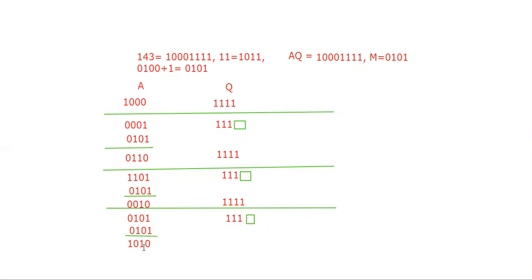Now, here you can see the MSB is 1. That means your result is negative. So what you have to do is you have to set the Q0 bit to 0 and restore this. And how you are going to restore it? You have to add your divisor to it. So I'm going to add the divisor. Divisor is 1011. Okay, let's see what happens.